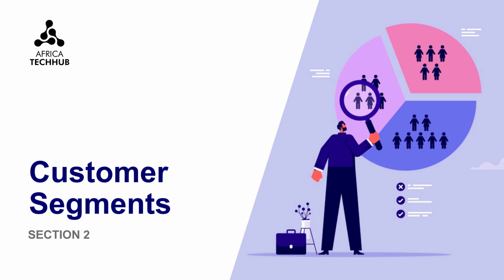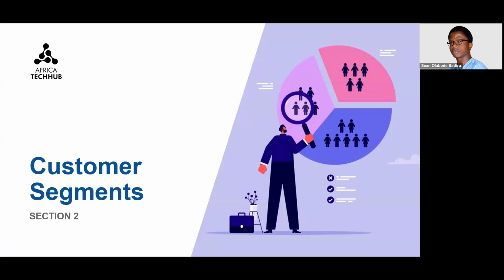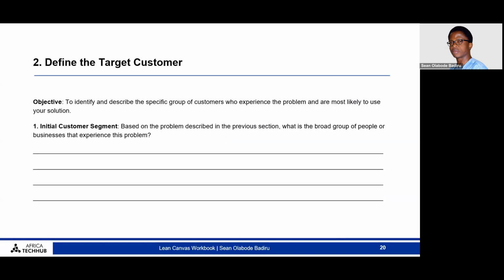So we are done with the first block, the problem block. Now we looked at the problem, we're looking at existing alternatives. So let's look at the customer segments. The objective is to identify and describe the specific group of customers who experience the problem and are most likely to use your solution.